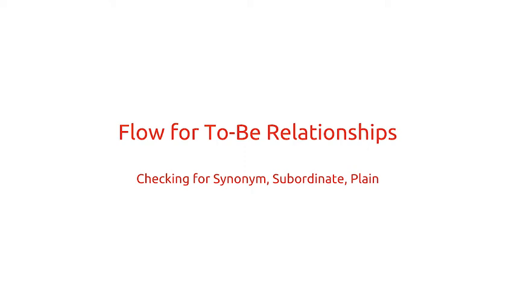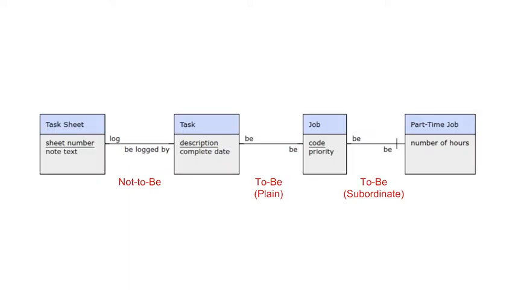By the end of this video, I'll expect you to be familiar with the portion of the flow where we check a to-be relationship in a conversation with users and 3 possible outcomes. In the last video, we introduced the subordinate to-be relationship and distinguished it from a plain to-be relationship. How does this fit into the flow?